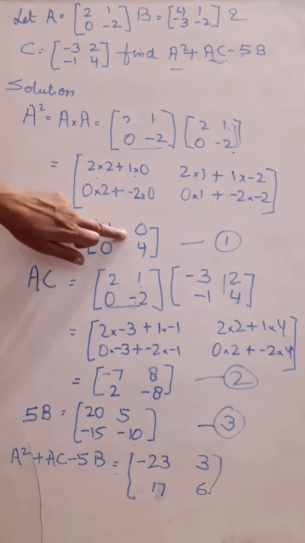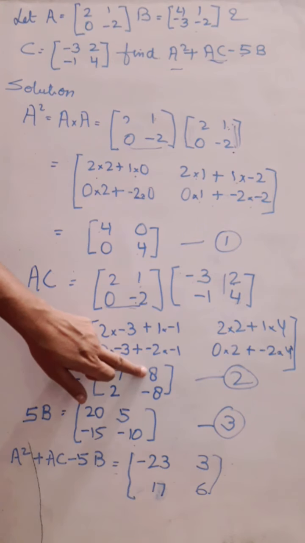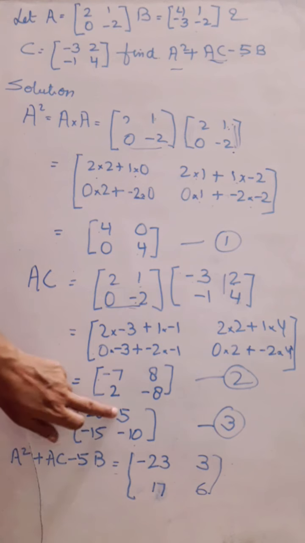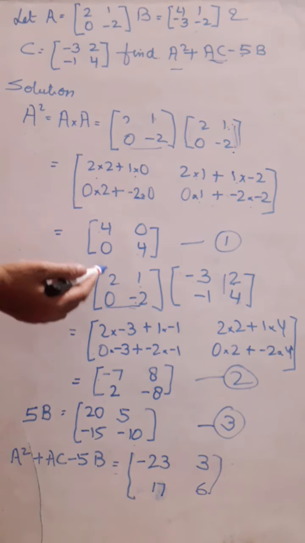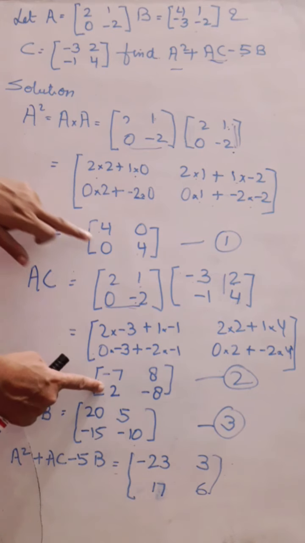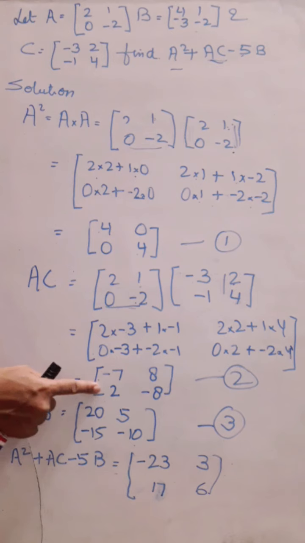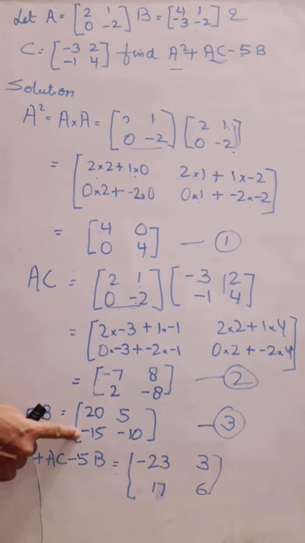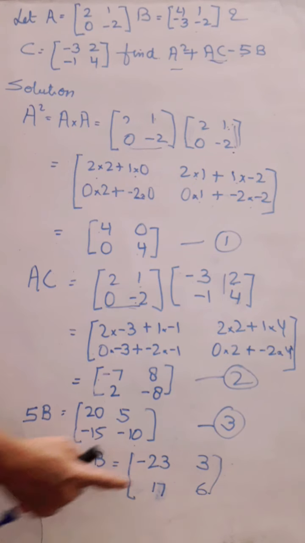Now 0 plus 8, 0 plus 8 will be 8 and 8 minus 5 will give you 3. Now here 0 minus 2, 0 plus 2 will give you 2 and 2 minus 15 means plus 15. So 2 plus 15 is 17.